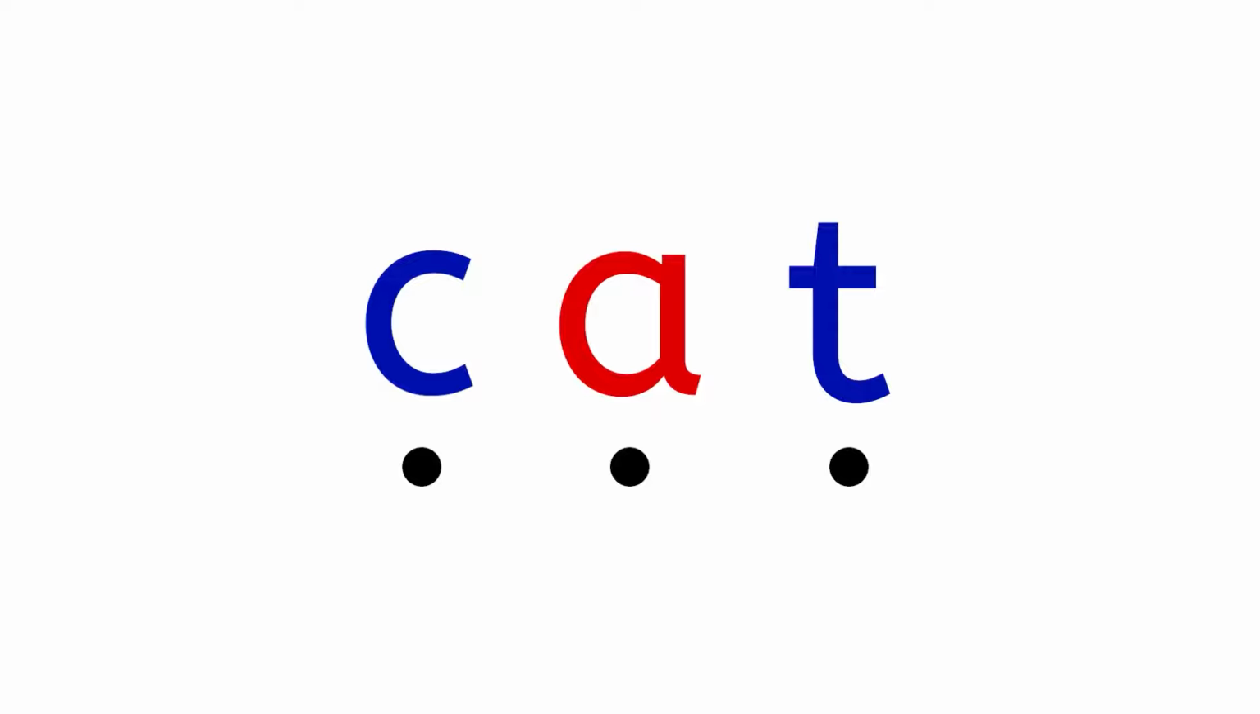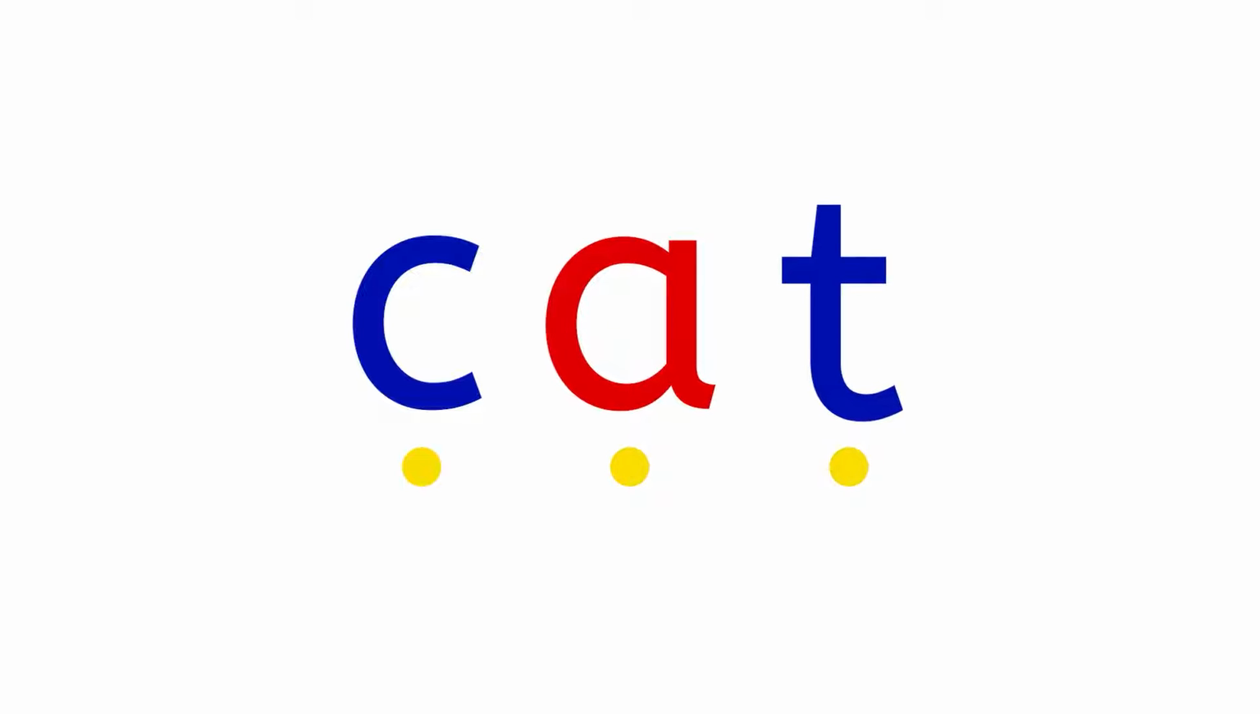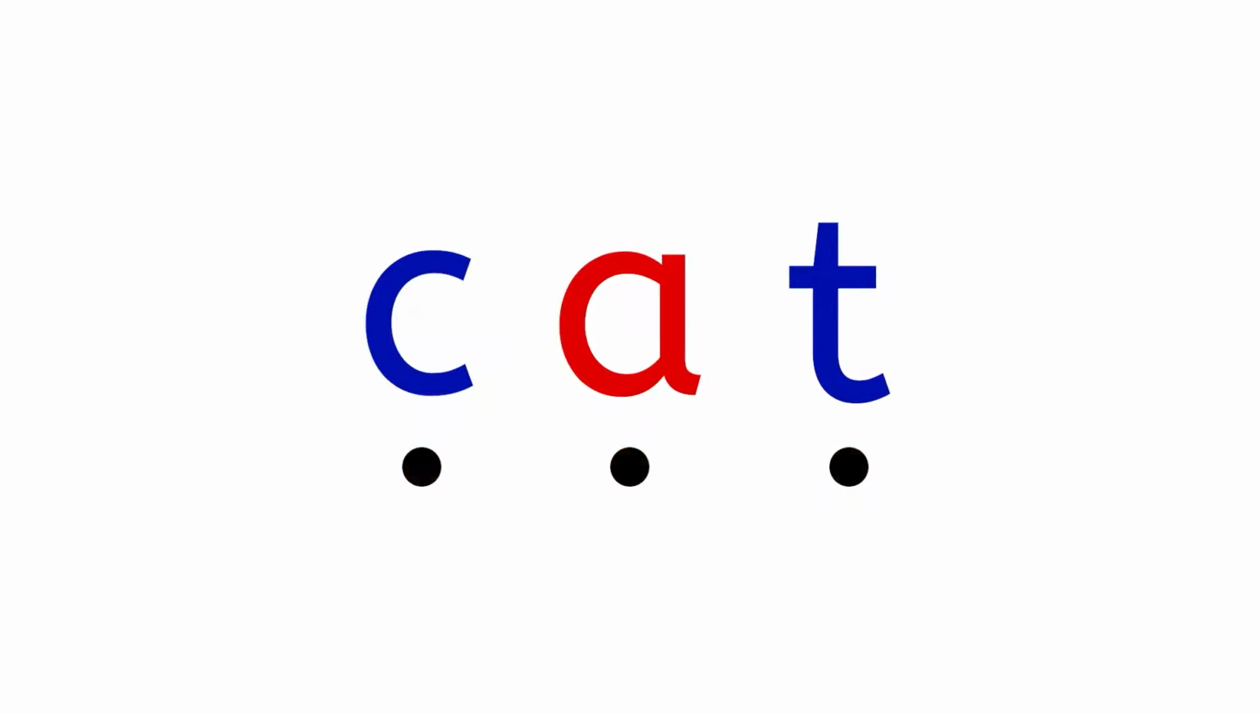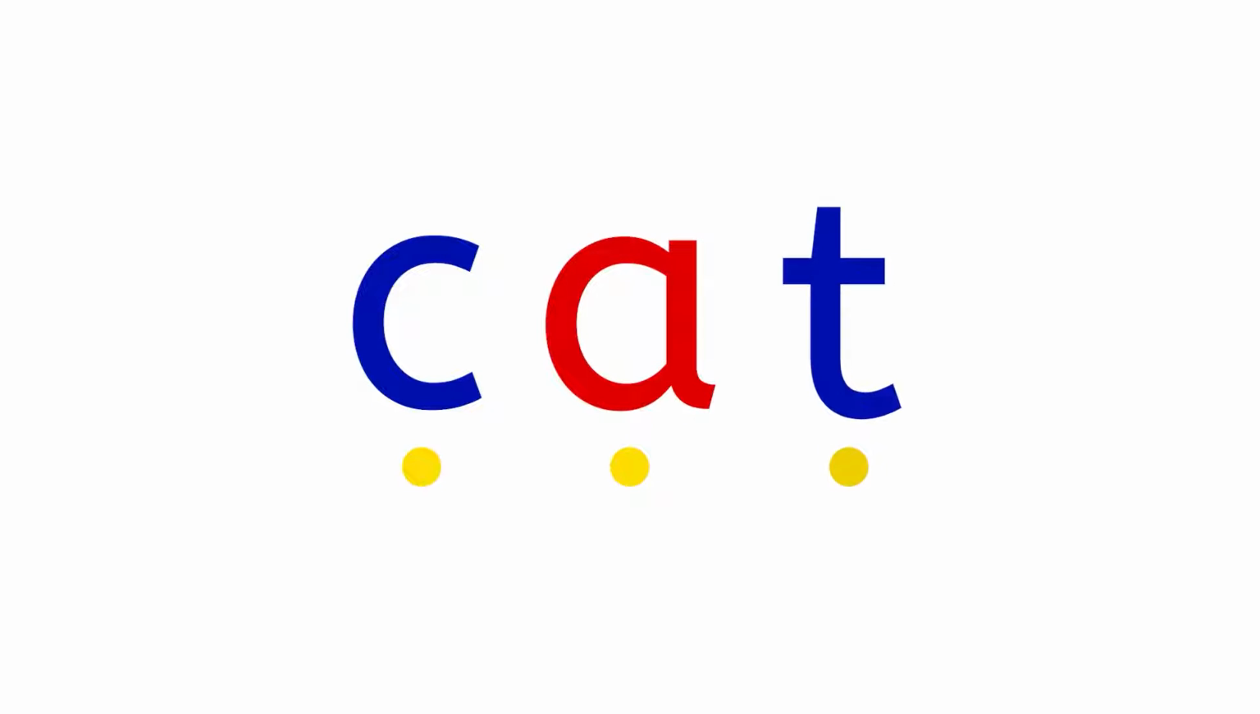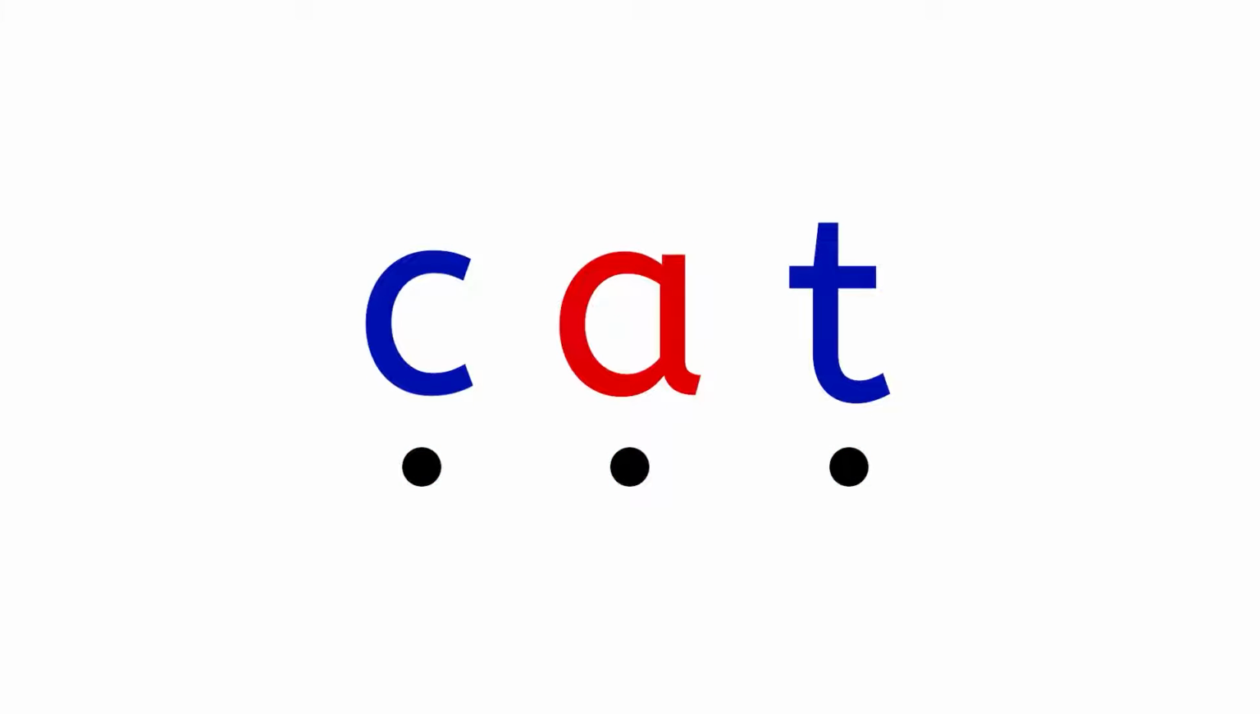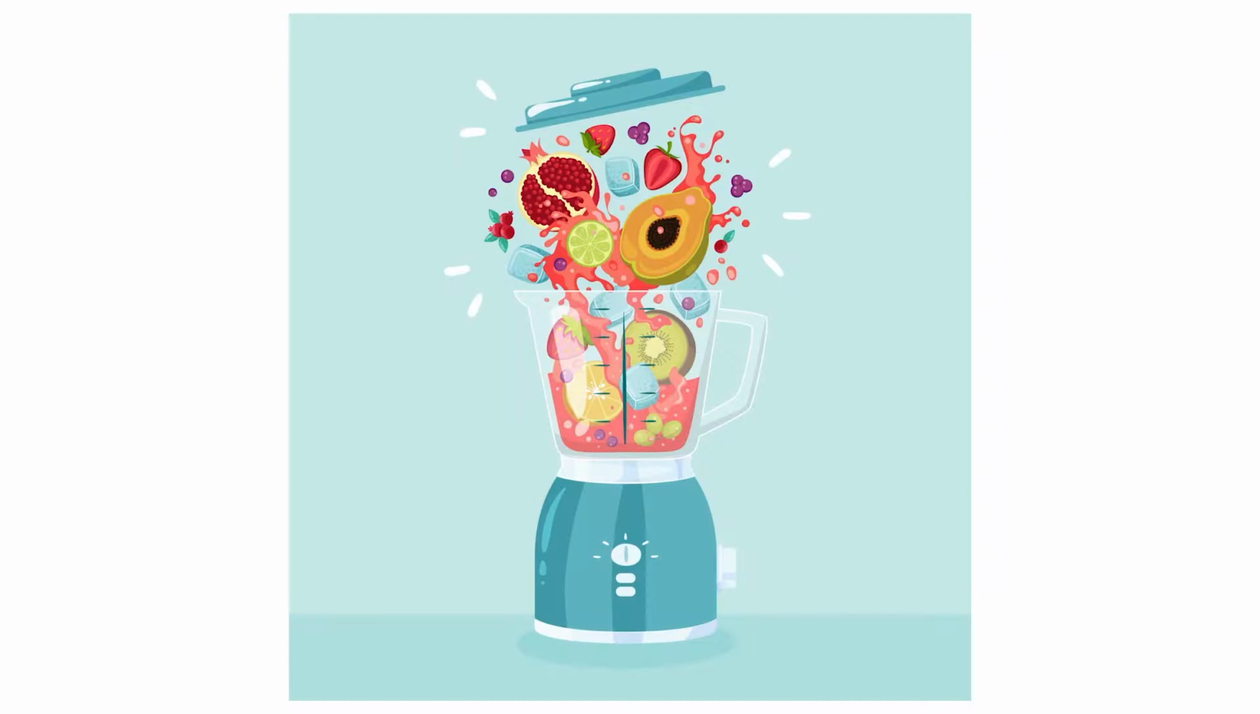When I say the word cat, I hear three sounds. K, A, T. Make the sounds with me. K, A, T. How do we take the three sounds and make them into a word? We blend them.